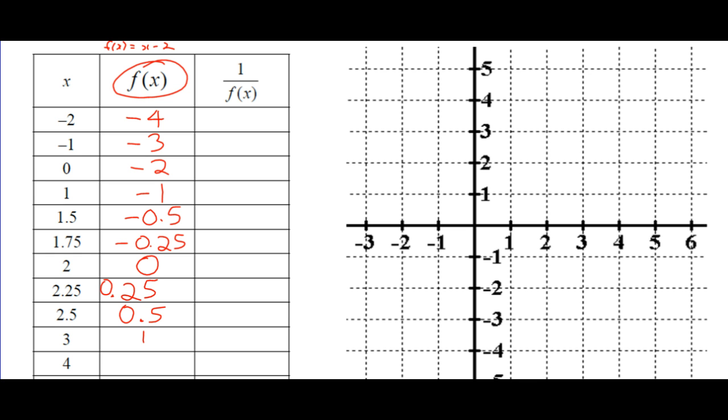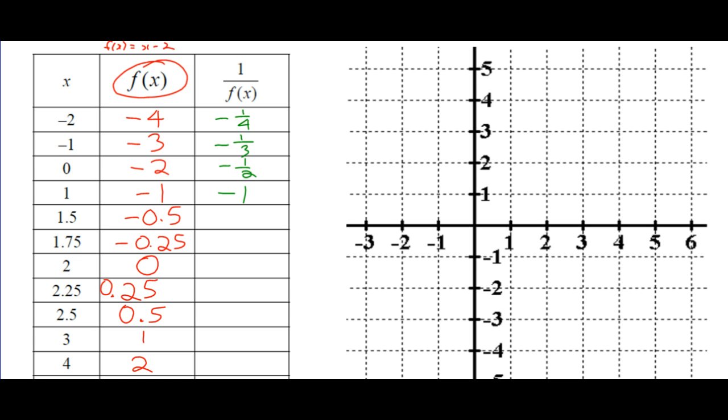3 minus 2 is 1, 2. And let's do this in green. So really all we have to do is take 1 over this number, right? So this is -1/4, right? Because we know when you do the reciprocal, the sign doesn't change. If it was negative, the reciprocal is negative. -1, because the reciprocal of -1 is -1, right? So that point didn't change. It'll have a red dot and a green dot.